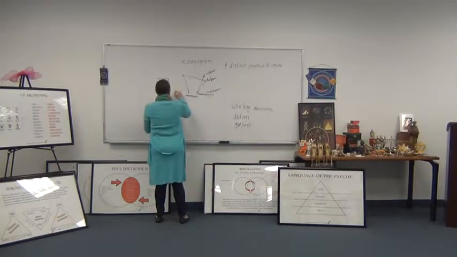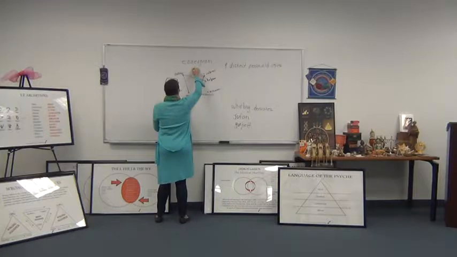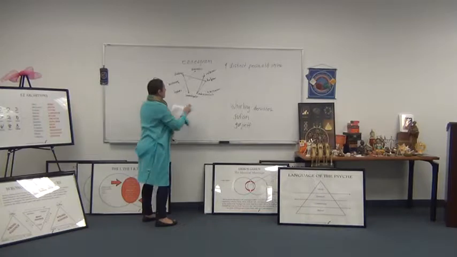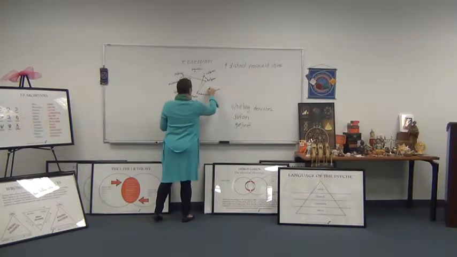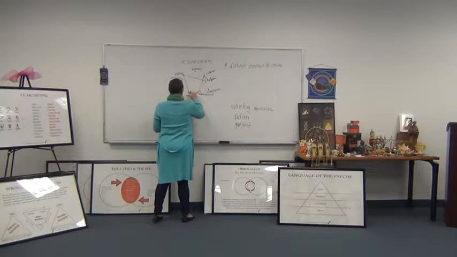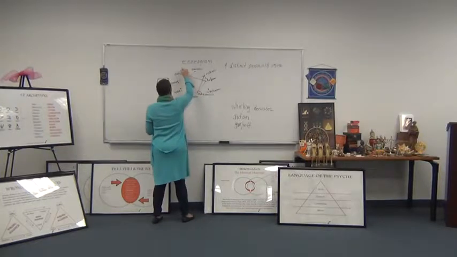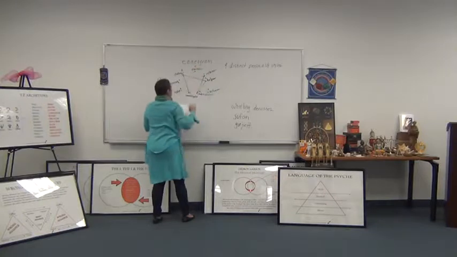6 is the loyalist. 7 is the enthusiast. 8 is the challenger. And 9 is the peacemaker. So just by the names, do you think that you might resonate with any of these?